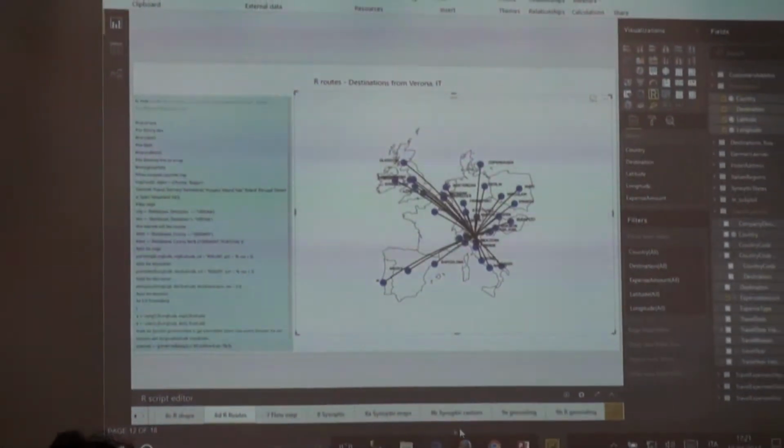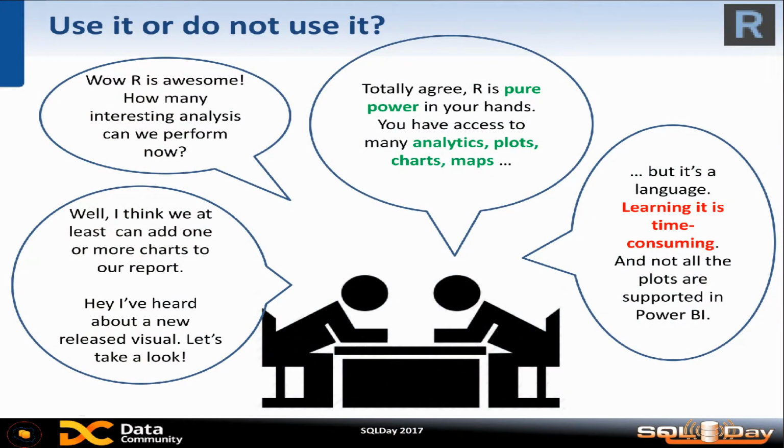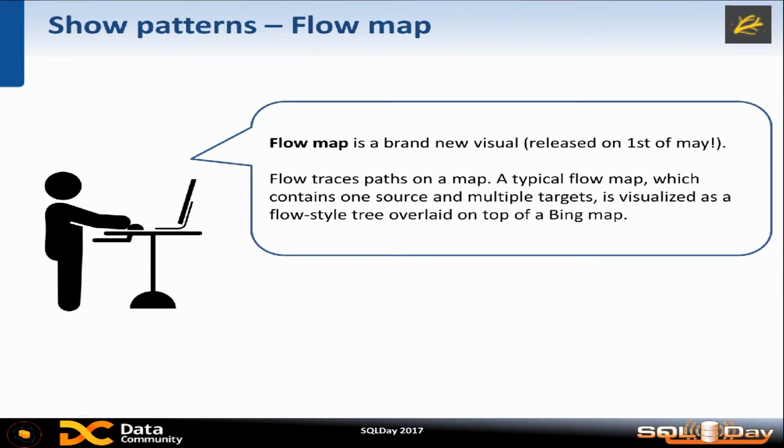So R is really powerful. You can do everything with R, but R is a language. You need to learn it, and it's time consuming, and it costs time and fatigue to be learned. Until 2 weeks ago, when I showed you a visual with route destinations, I would have told you that R was the only way for displaying this kind of visual. Now there's a new custom visual called Flow Map, released on the first or second of May.